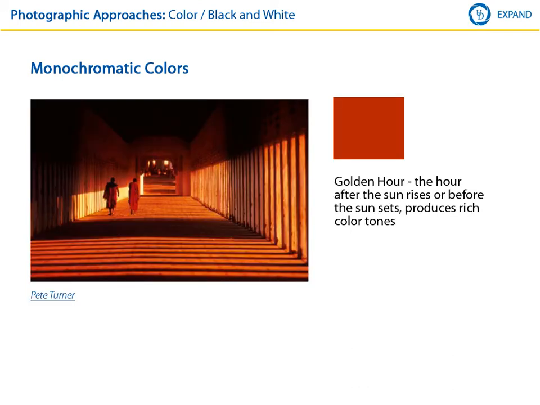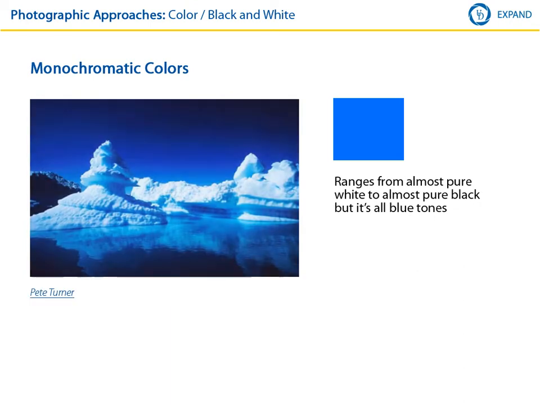Pete Turner, another master of color, photographed this during the golden hour, which accentuates the warm tones of a scene. The golden hour is a common term used by photographers. It's the hour after the sun rises and the hour before the sun sets, where long shadows cast from the low angle of the sun produce tonally rich images. In this example by Pete Turner, you can see the varying degrees of highlights and shadows going from an almost pure white to an almost pure black, but it's all blue tones.